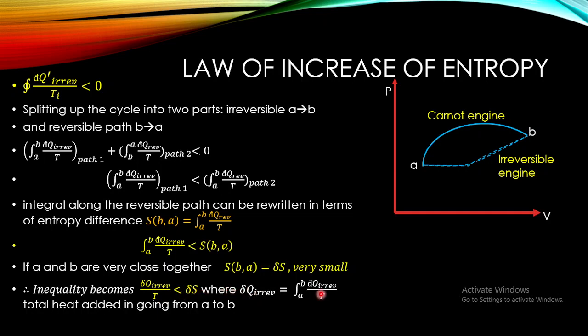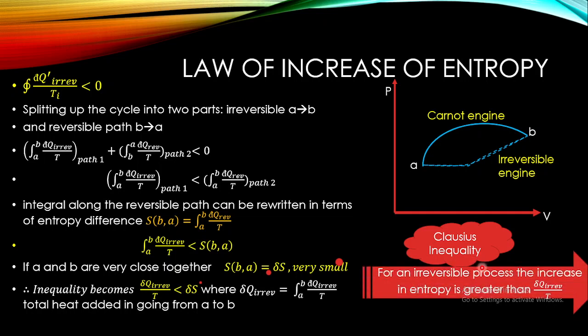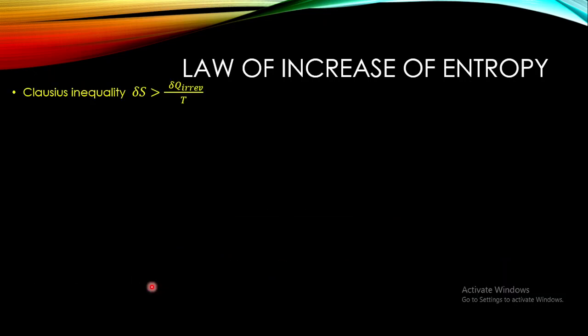where delta Q is also a very small amount of heat that is added, represented as the integral from A to B of d̄Q irreversible by temperature. So that inequality, where the heat added divided by temperature is less than the change in entropy of the system, is called the Clausius inequality. That means for an irreversible process, the increase in entropy is greater than delta Q by T. Always there is an increase in entropy greater than the amount of heat supplied. Okay, so that is the essence of the law of increase of entropy, which is given by the Clausius inequality. For an irreversible system, the change in entropy will always be greater than the heat supplied to the system.